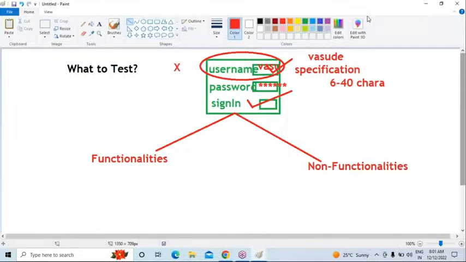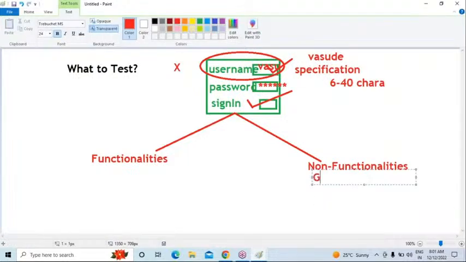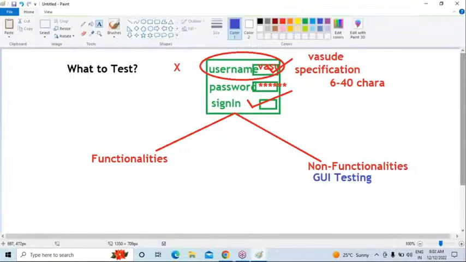So here we'll have the non-functionalities. What are the things that come under the non-functionalities? Coming to the non-functionalities, the first one is GUI testing, graphical user interface testing. So what other things come under the GUI testing?